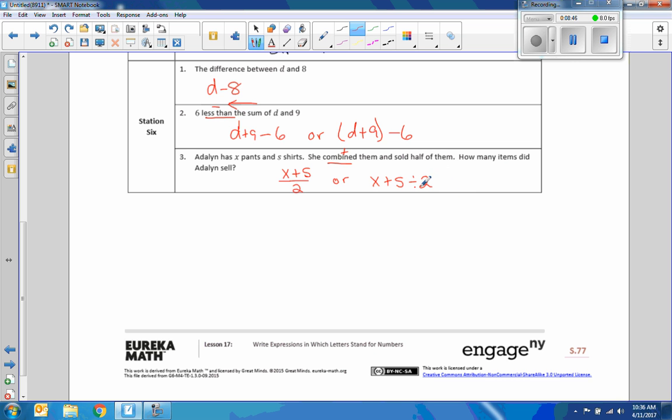Now if I did it this way, again, I can't stress it enough, so I'm repeating. PEMDAS says to divide first, so that'd be S over 2, and then add X to it. So this is not the same as this. That is incorrect, so I need to put parentheses here to keep the numerator together and then divide the whole thing by 2.